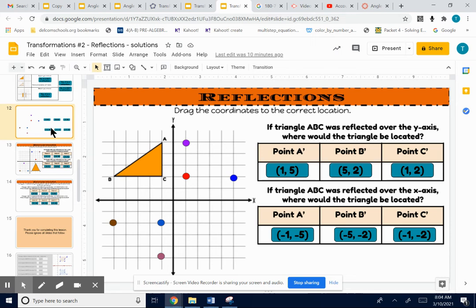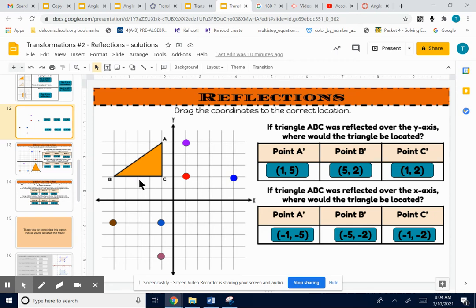The next slide, what they're giving you is an original shape, triangle ABC. They want you to reflect it over the y-axis. If it was reflected over the y-axis, where would the triangle be located? I gave you some little points to drag because I'm a visual person. I like to see it. If I had paper, I'd be sketching this out.